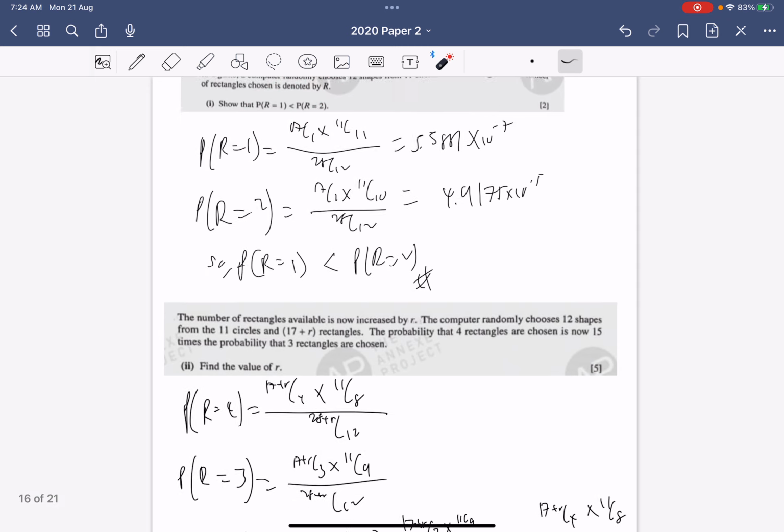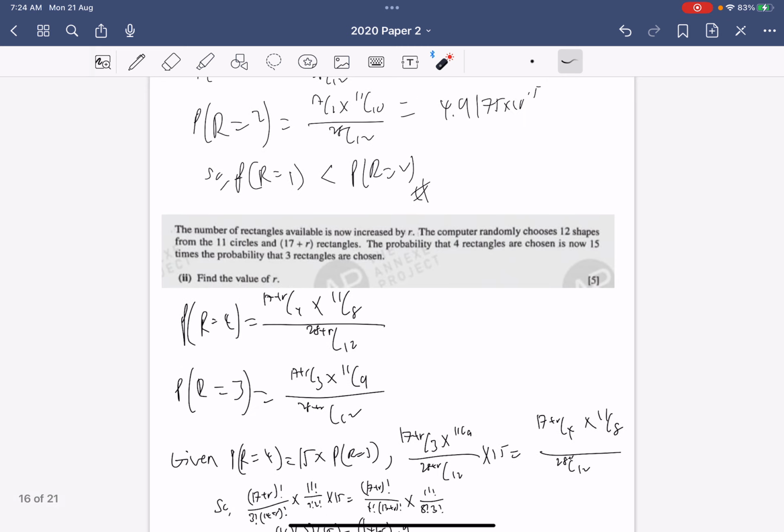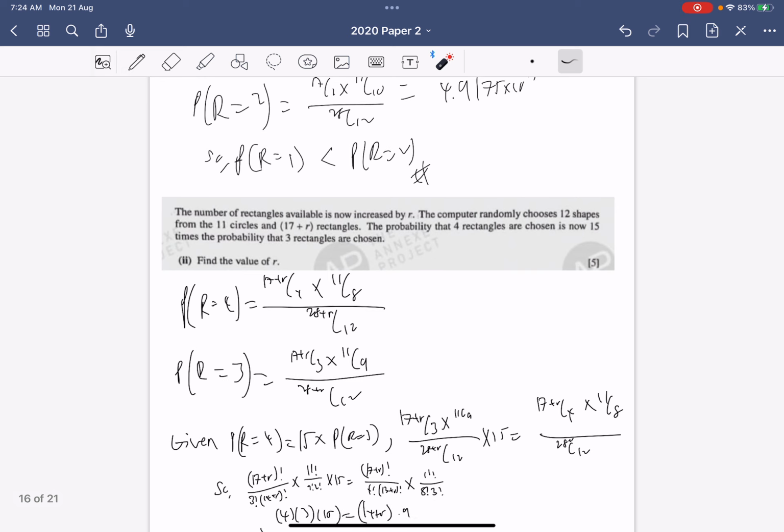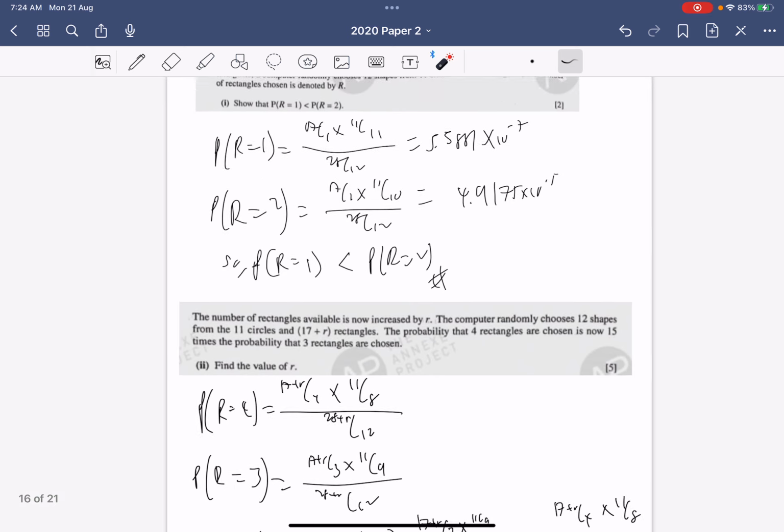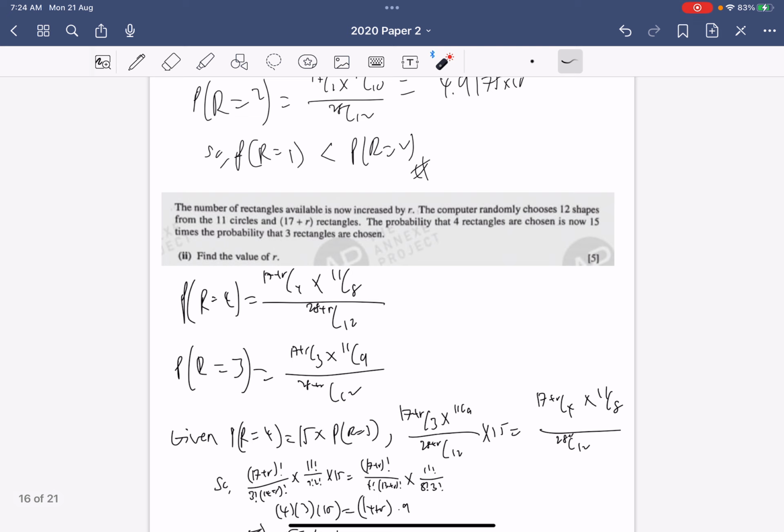For the next part, they say that the number of rectangles now increases to 17 plus r, and the computer randomly chooses 12 shapes from the 11 circles and 17 plus r rectangles. The probability that 4 rectangles are chosen is now 15 times the probability that 3 rectangles are chosen. Find the value of r.